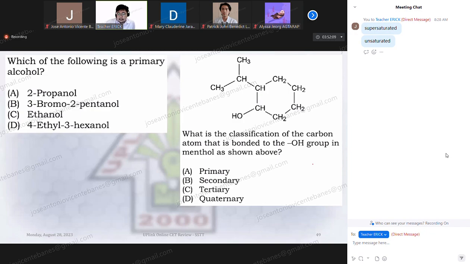Letter C. Okay, good. So ethanol, when you draw ethanol, we have C, C, then OH. Then we have 1, 2, 3, 4, 5. So therefore, the OH group is situated at the end of the equation.